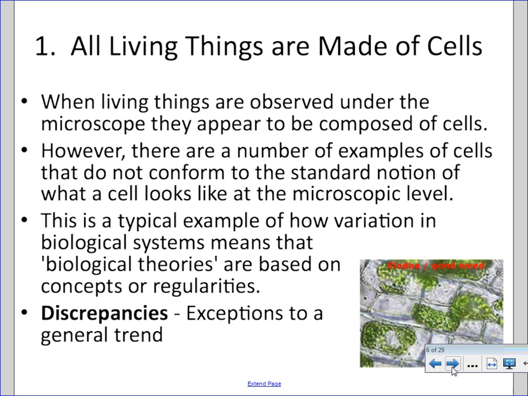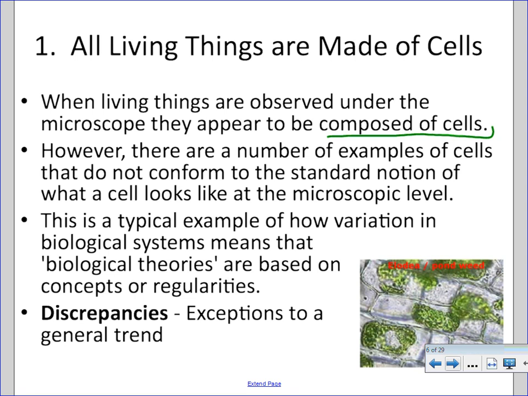So with the first point of cell theory, all living things are made of cells. When living things are observed under a microscope, they appear to be composed of cells. And in fact, it was a scientist by the name of Hooke who observed cork under a primitive microscope and first noted that this cork, this tree, was made up of these chambers, or what he called cells, and hence the term cell. However, there are a number of examples of cells that do not conform to the standard notion of what a cell looks like at the microscopic level.